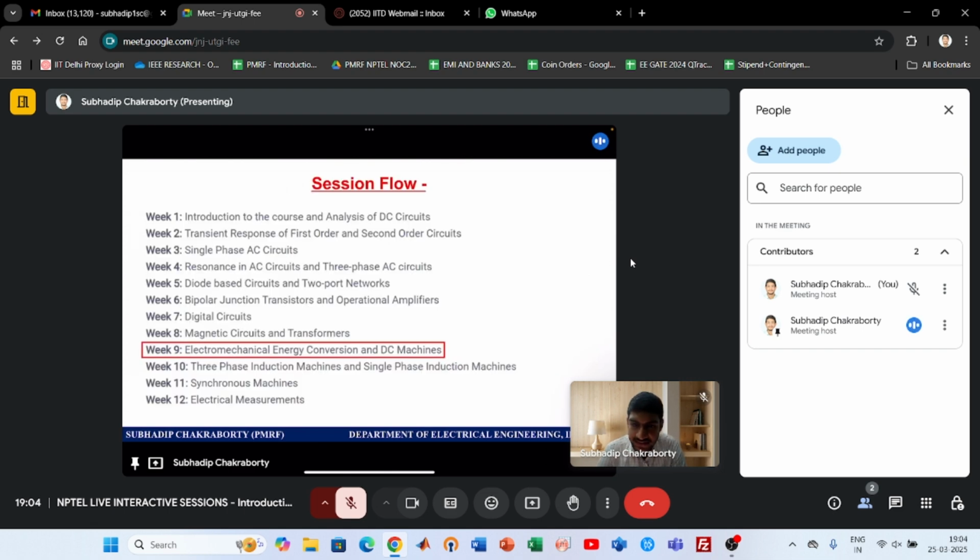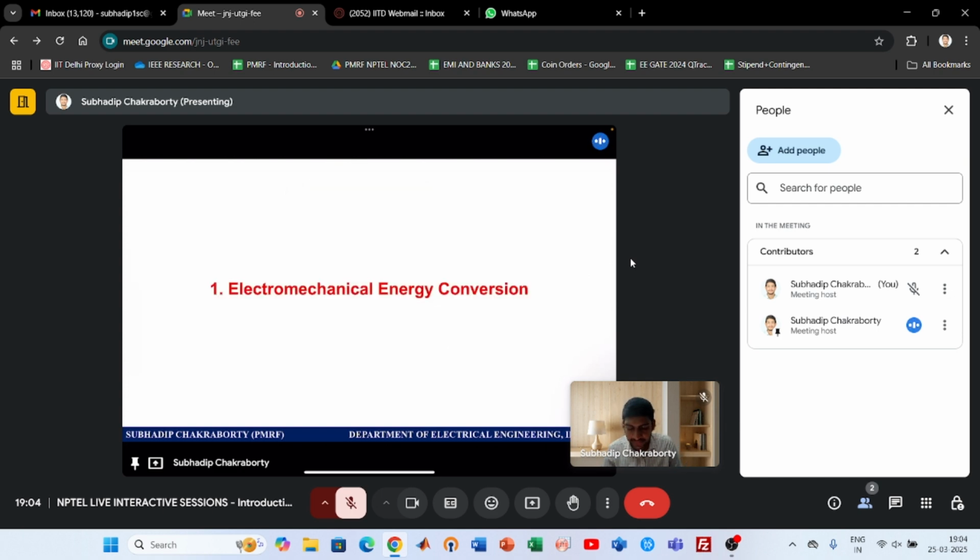And this week's discussion is related to electromechanical energy conversion and DC machines, right? So starting with electromechanical energy conversion, what do you understand by the term electromechanical? That it is related to two forms of energy, right? Electrical and mechanical. And by the term energy conversion, you understand that it is related to conversion of one form of energy to the other form. So electromechanical means either from electrical to mechanical or mechanical energy to electrical energy.